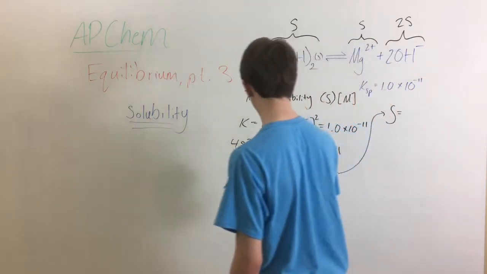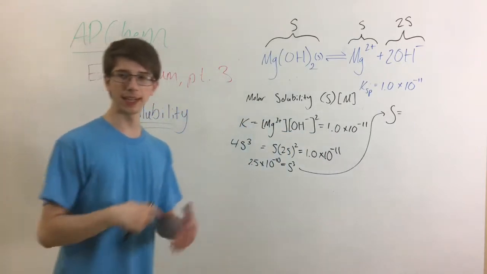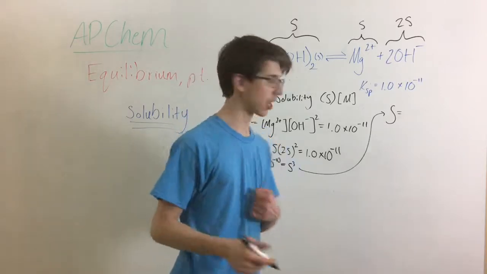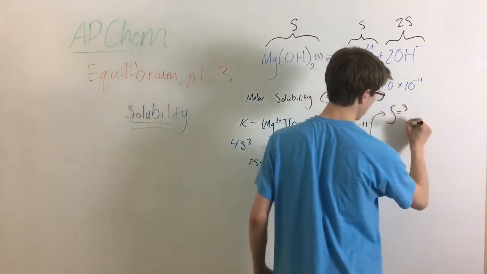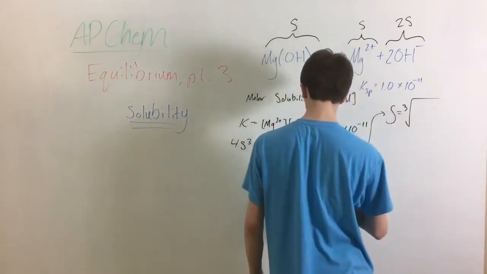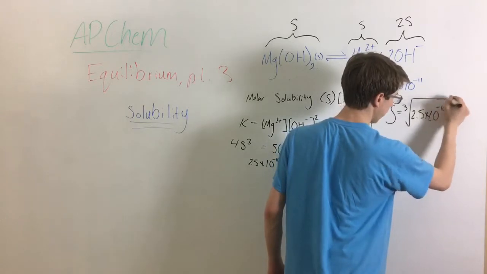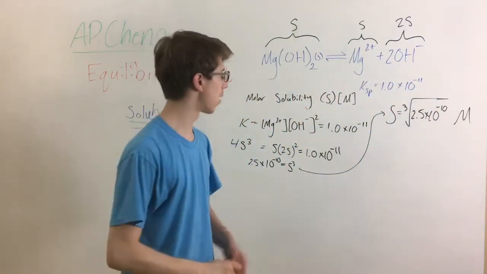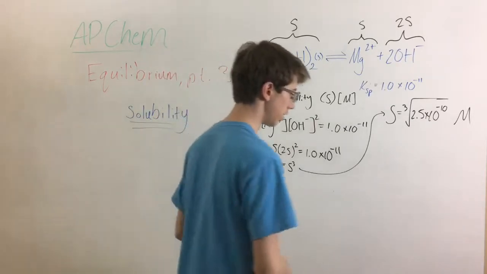So the cube root of 2.5 times 10 to the negative 10 is, well, I'm not exactly sure since I'm not using a calculator. So we'll say that it is just the cube root of 2.5 times 10 to the negative 10 molar. And that is our molar solubility for this question.